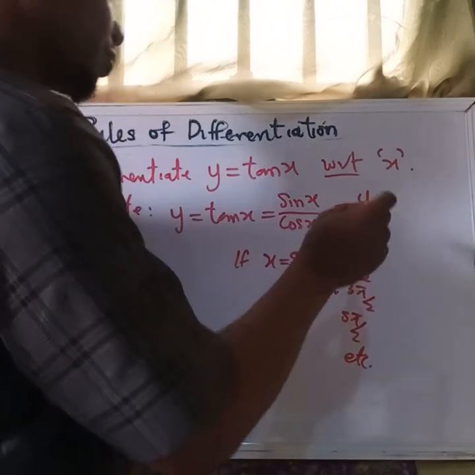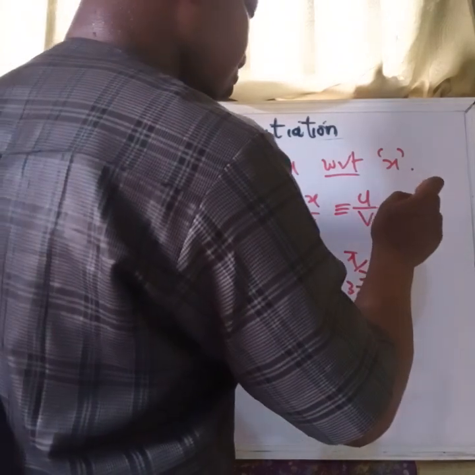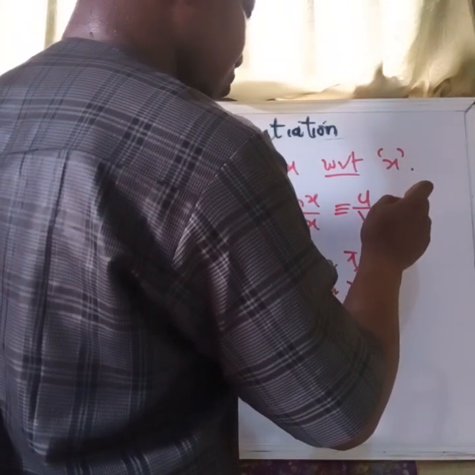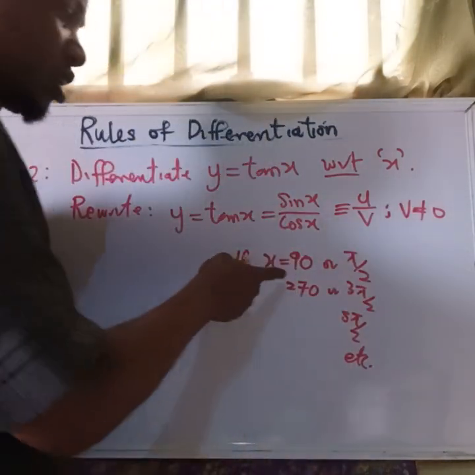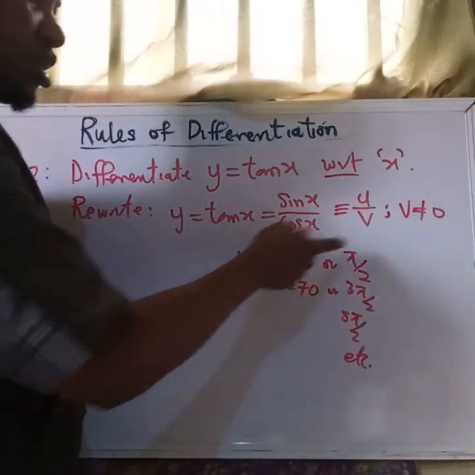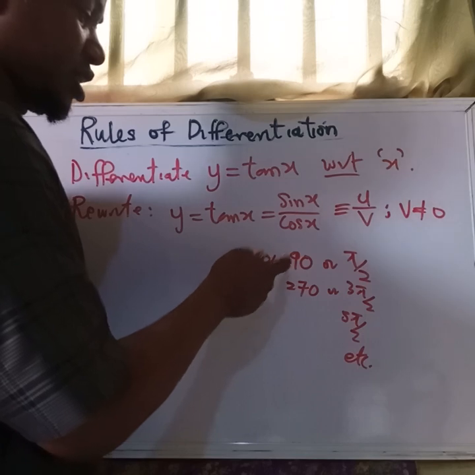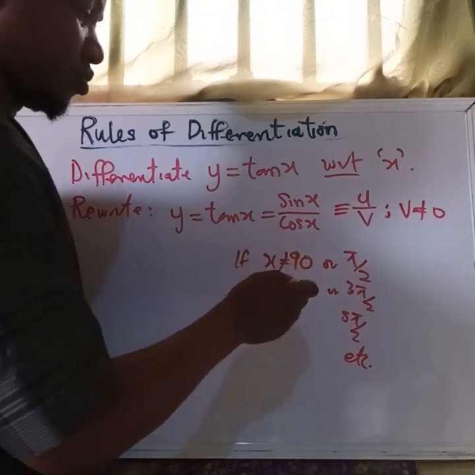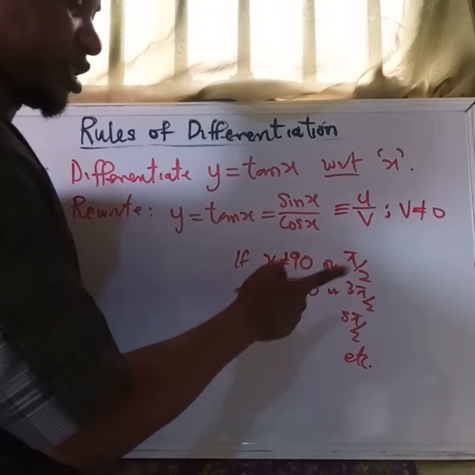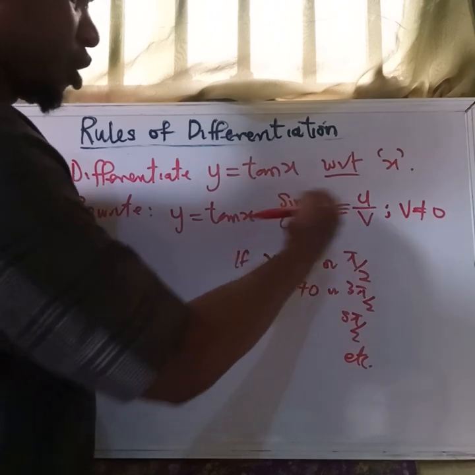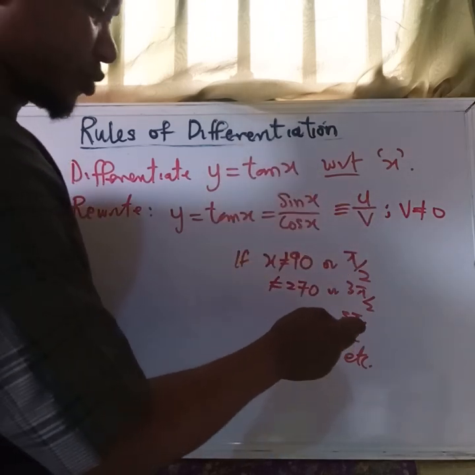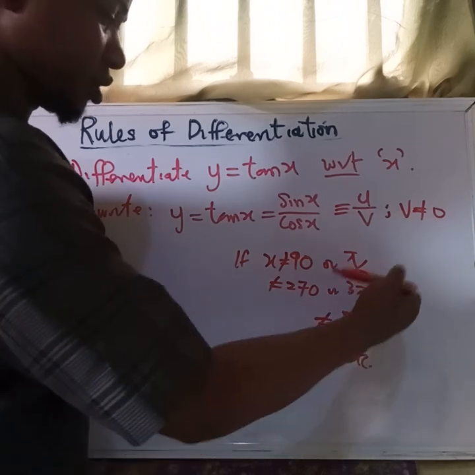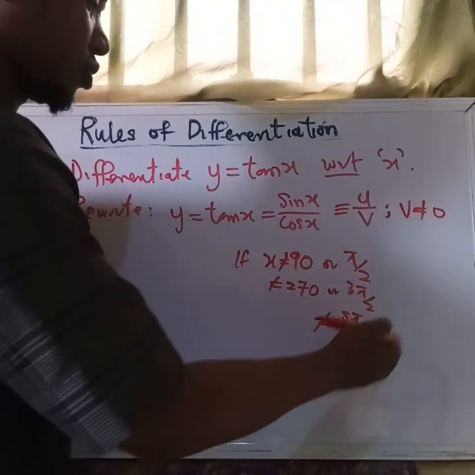What we do is we restrict this. We are removing all these points of x from the domain for the slope of this function, including 5 pi over 2, etc.